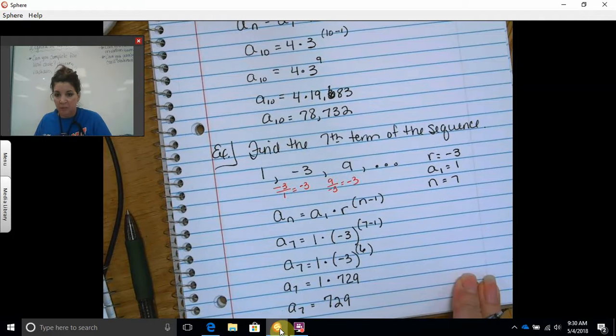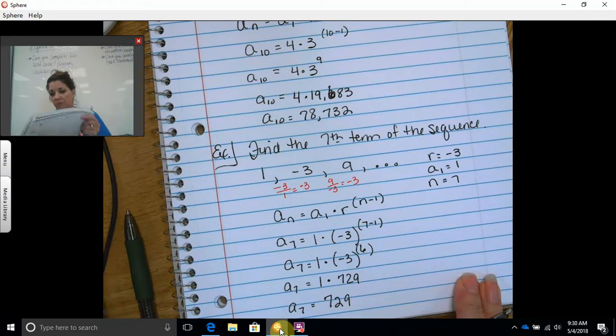If you don't put that -3 in parentheses when you raise it up to the 6th power, it's going to tell you that you get negative 729, which is not correct, because the negative is also being raised up to the 6th power, just like the 3 is. So that's really important. Anybody have questions on that? All right.